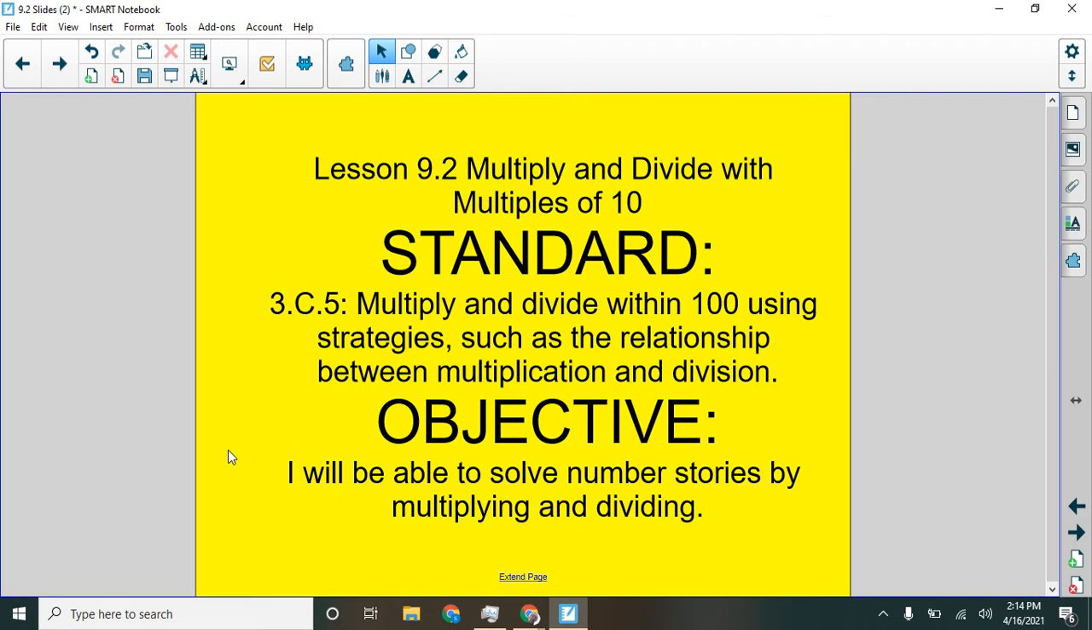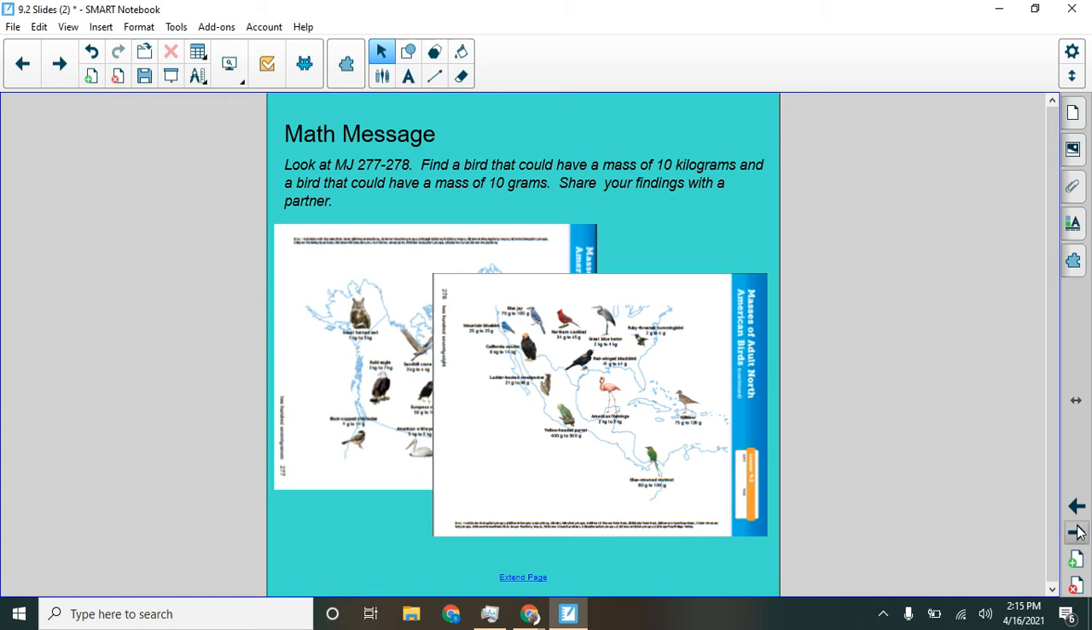Our goal today, why am I talking about birds? Well, I'm not going to tell you on this screen. This screen tells you that our objective is to be able to solve number stories by multiplying and dividing. Number stories, of course, are going to require us to be those careful readers that we talk about so much. First thing you need to do is to open up to the bird pictures on these maps in your math journal, pages 277 and 278.